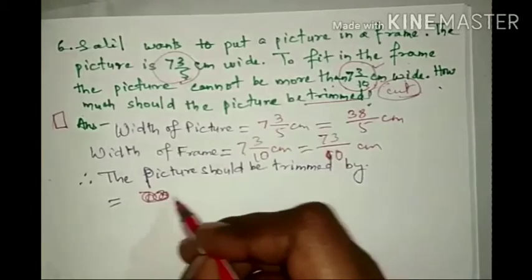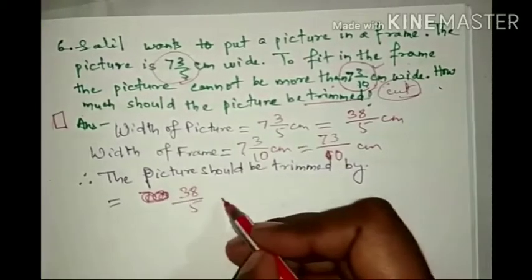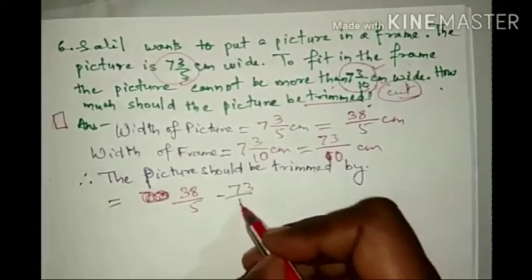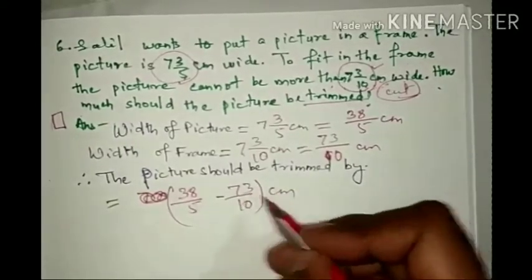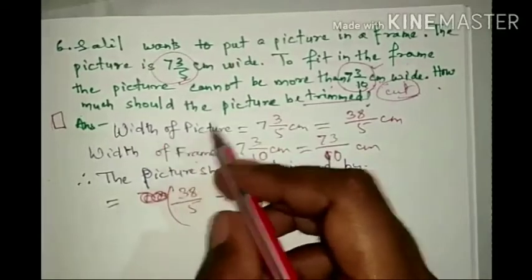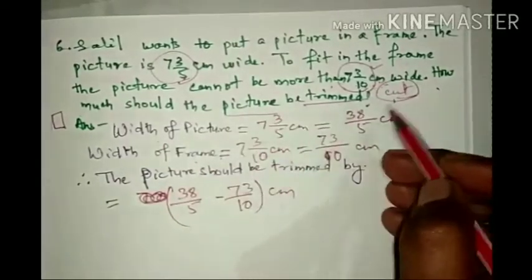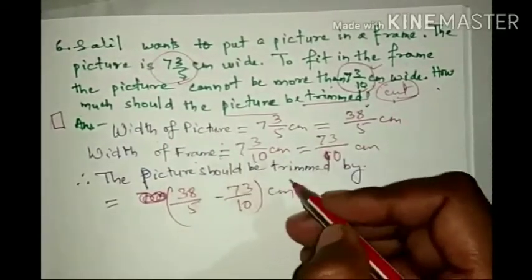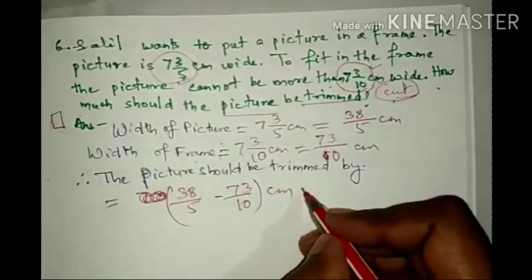Picture should be trimmed by 38 by 5 minus 73 by 10 cm. So width of picture minus width of frame. Picture should be trimmed, so picture should be cut. So from picture we'll cut this much portion.